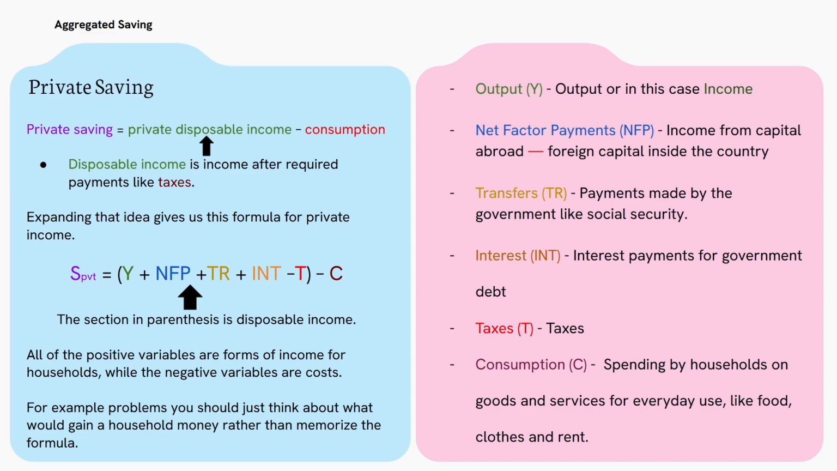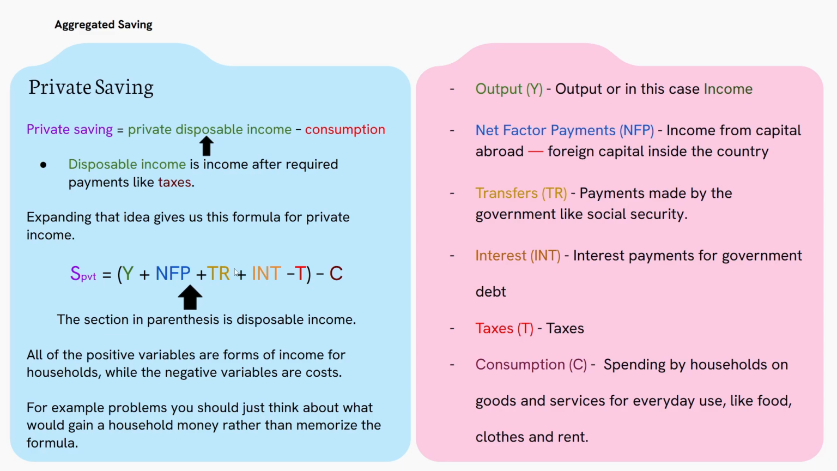And so if we expand that idea, we can get the formula we will be using for private income in the future. Just savings private is equal to, and then all of this in parentheses is disposable income, and it is output plus net factor payments plus transfers plus interest minus taxes minus consumption.